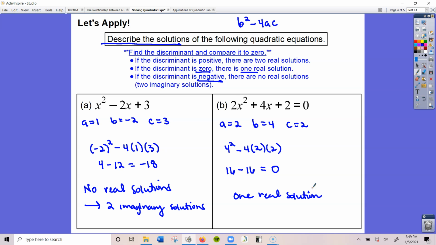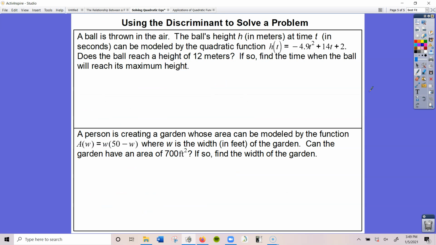Now, why is this helpful? Let's look at some applications of the discriminant. In this first example, it says a ball is thrown in the air. The ball's height, h in meters at time t in seconds, can be modeled by the quadratic function h of t is equal to -4.9t squared plus 14t plus 2. Does the ball reach a height of 12 meters? And if so, find the time when the ball will reach its maximum height.